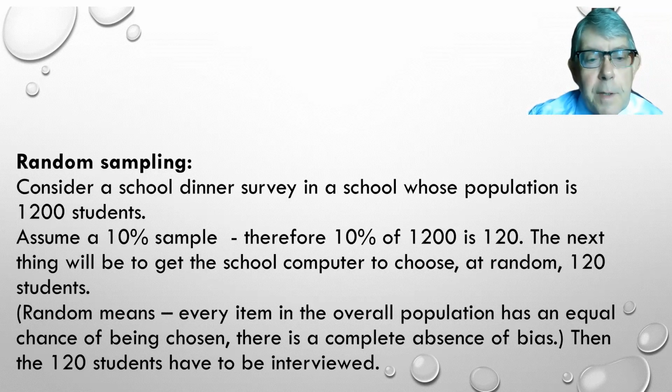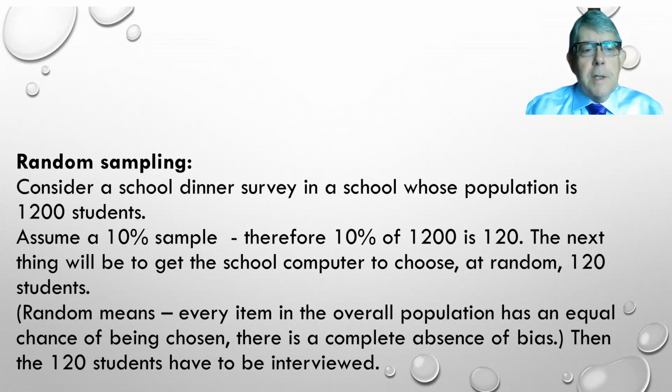Now, random means that every item in the overall population has an equal chance of being chosen. There is a complete absence of bias. Then the 120 students have to be interviewed.